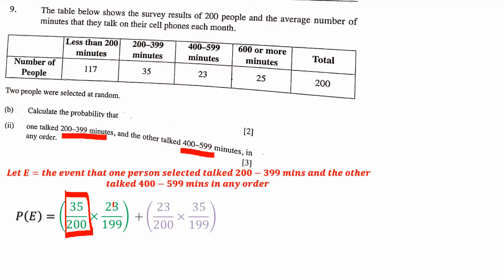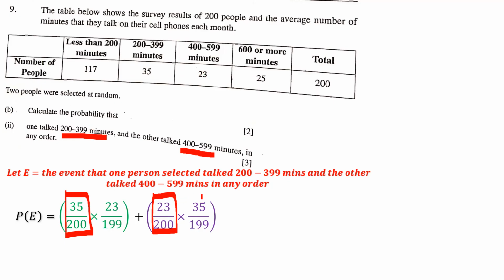But there's another way that we could do it. We could select the person who talked for 400 to 599 minutes first, and then select the other person who talked 200 to 399 minutes second. So if we select the person who talked for 400 to 599 minutes first, then we only could select out of the 23 persons from right here. And it's going to be out of 200 because we're selecting from a fresh pool.